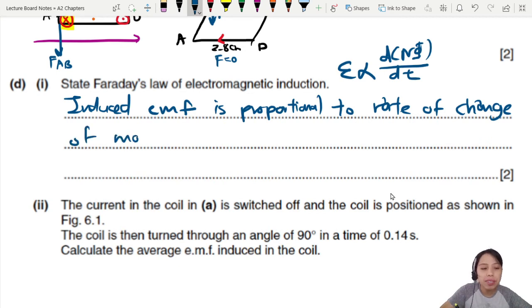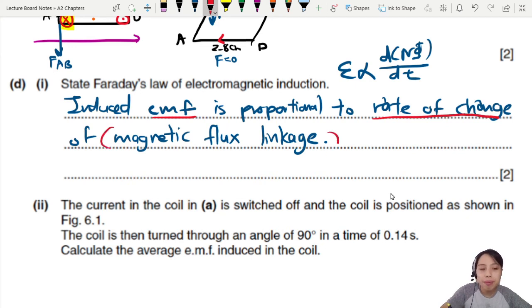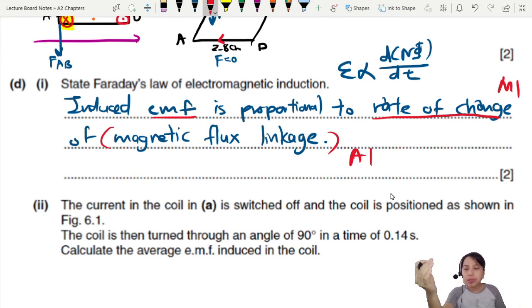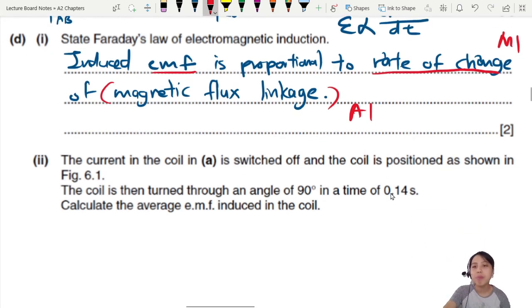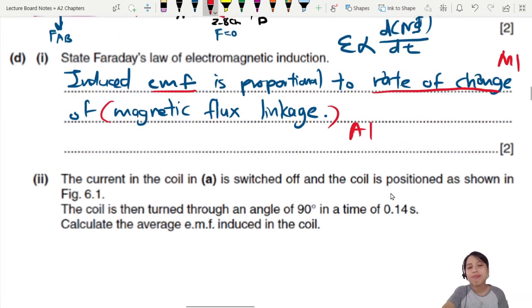Of magnetic flux linkage. Sometimes in past year papers, this is 3 marks. Sometimes it's 2 marks. So it really depends. In this case, it is 2 marks for this. So 1 mark comes from, if you talk about EMF proportional to rate of change, 1 mark. And you mention magnetic flux linkage, another mark. Sometimes they will say EMF proportional to something, rate of change 1 mark, magnetic flux linkage 1 more mark. So you go and see all the different parts here. Please memorize this. 3 marks for you.